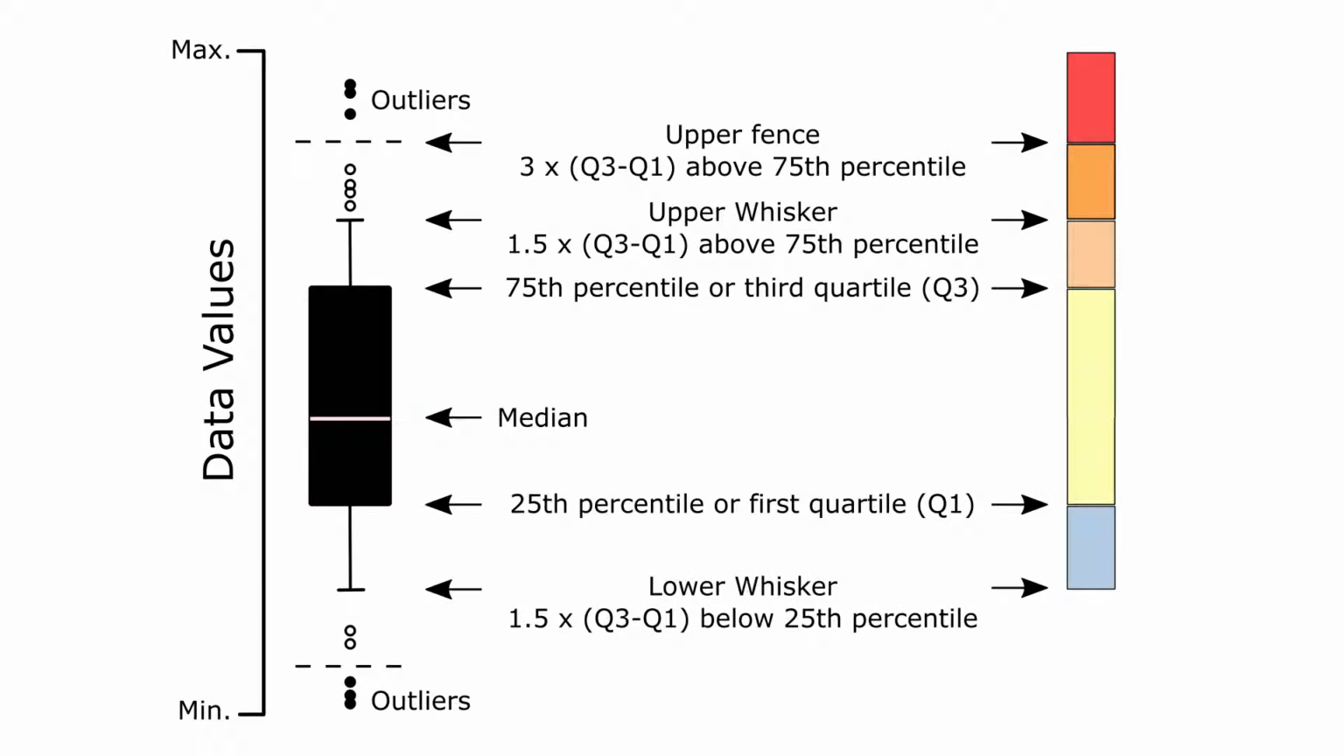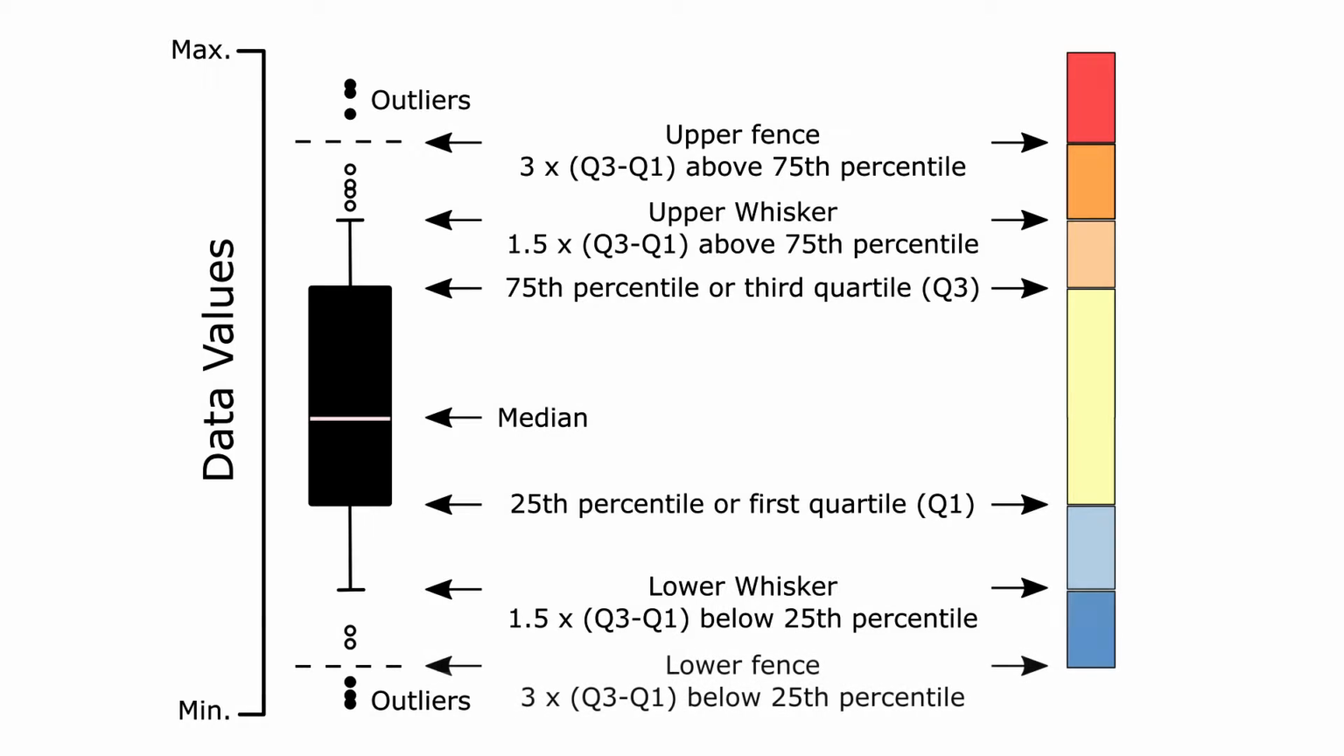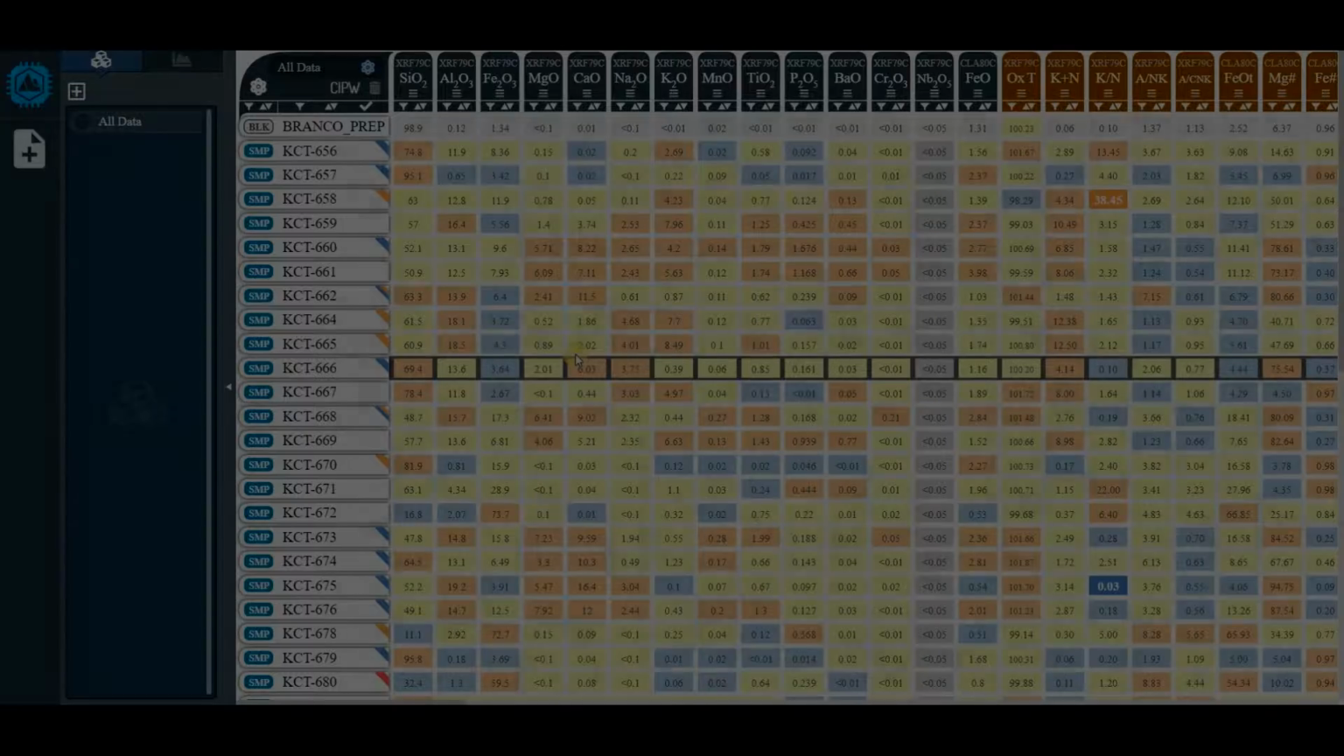Cells with values below the first quartile and above the lower whisker are colored in light blue. Cells with values below the lower whisker and above the lower fence are colored in blue. And finally, cells with values below the lower fence are colored in dark blue, highlighting the lower outliers.